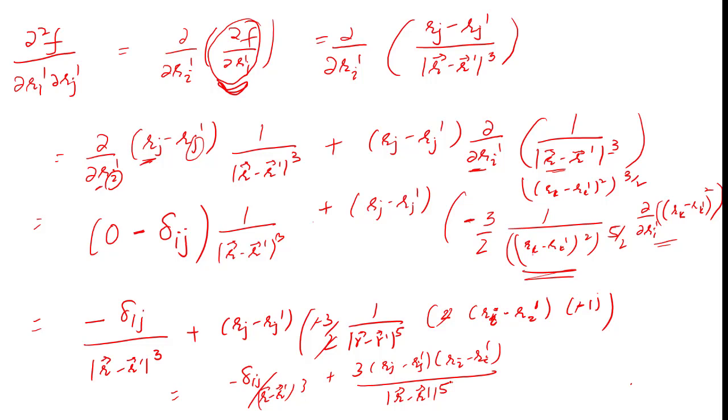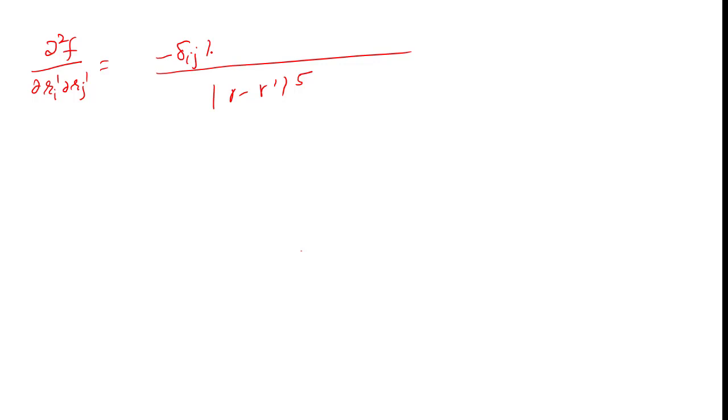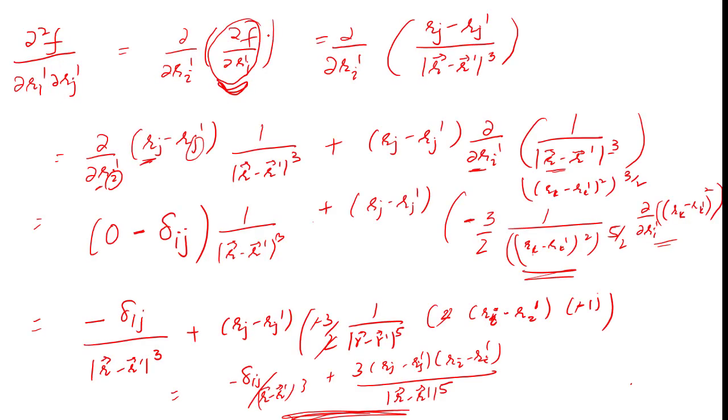So now I can take this as a common factor, and if I do the common factor, then I can see that ∂²f by ∂ri' ∂rj' would be equal to a common factor of 1 over |r − r'| to the power 5, and here I would have with δij, |r − r'| squared, because as you see in the previous, this is a cube, so I have to multiply the numerator with a square so that I get a cube here.